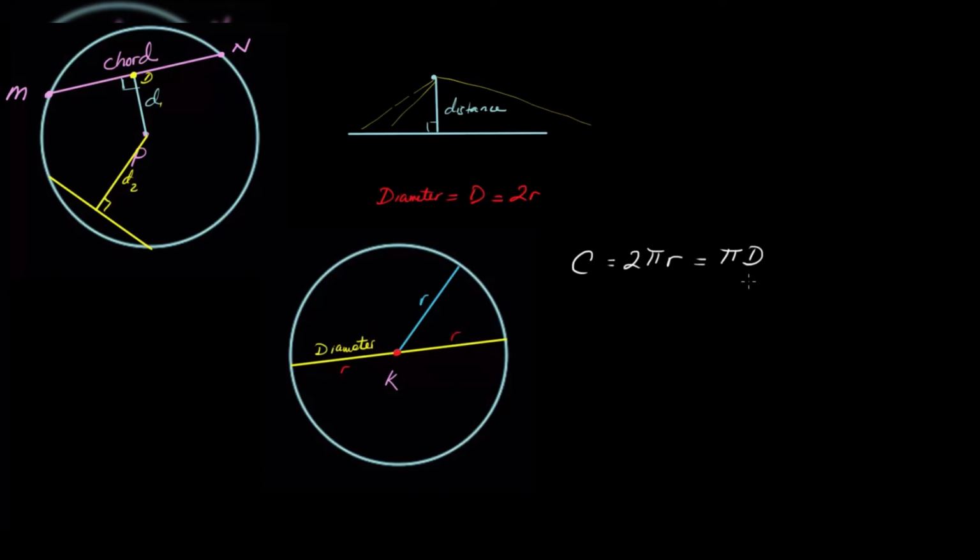I don't know, for whatever reason I use a capital D for diameter. It's kind of stuck with me, but you can use a lowercase d if you wanted to. But so that's the formula for the circumference, or the perimeter, so to speak, of a circle. 2 times pi times r.